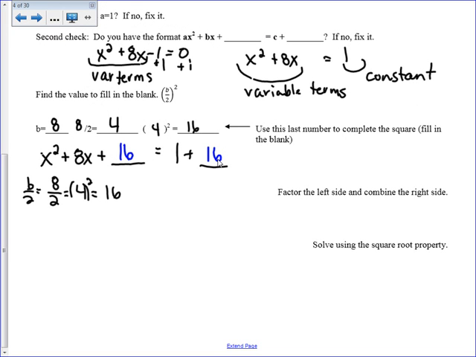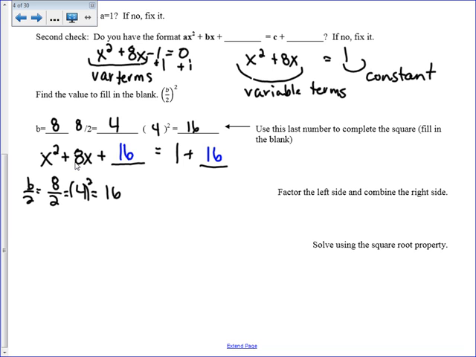Now, the reason we did that is with one more step, this will be exactly like the problems we had on Monday. So the next step right here says to factor the left side and combine the right side. So I want to factor x squared plus 8x plus 16, which means I'm looking for a pair that multiplies to 16, and at the same time that pair adds to 8.